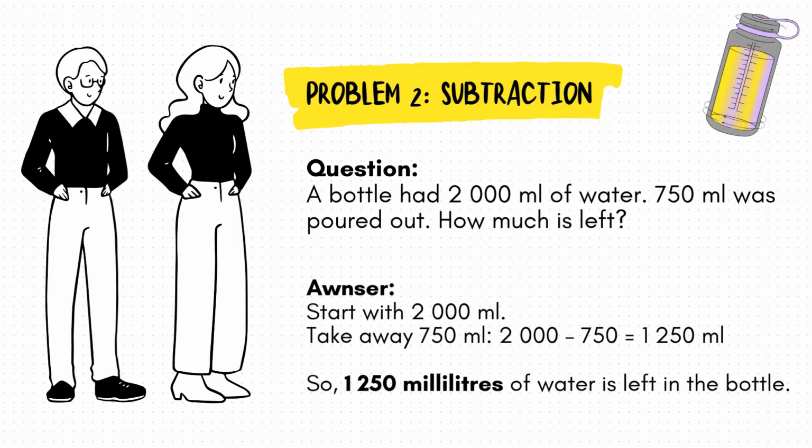Problem 2 with subtraction. Let's look at the question. A bottle had 2000 milliliters of water. 750 milliliters was poured out. How much is left? Now let's do subtraction. We want to know how much is left after pouring some out. Start with 2000 milliliters and take away 750 milliliters. Basically, you say 2000 minus 750 and that gives us 1250 milliliters. So 1250 milliliters of water is left in the bottle.